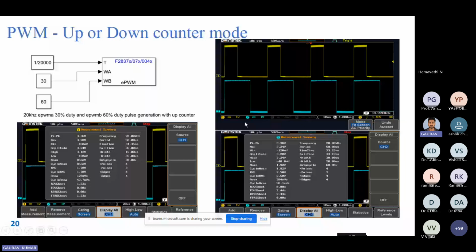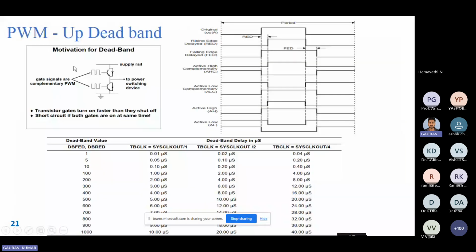Why is deadband necessary? Okay, when we are going to run some converter or inverter, rectifier, whatever, in which two switches are there.